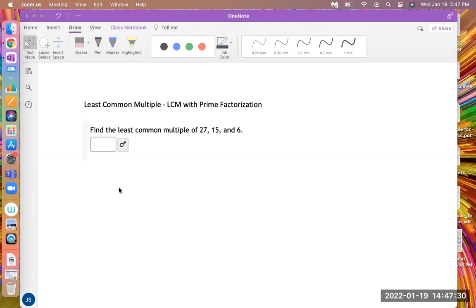And if we find a multiple of all of 27, of 15, and 6, that means that it has the prime factors of those numbers in its own prime factorization. Okay, so let me restate that.